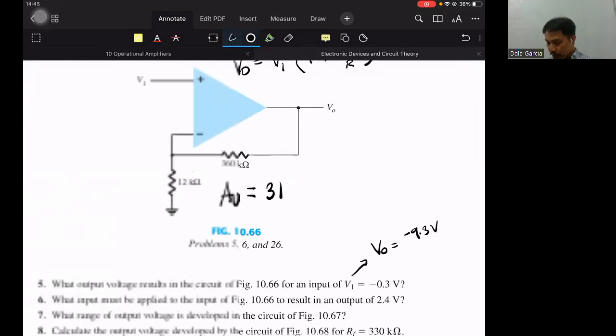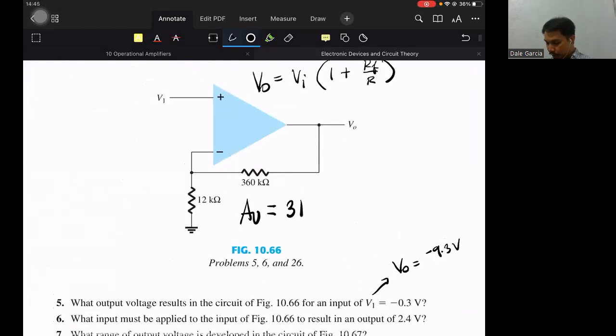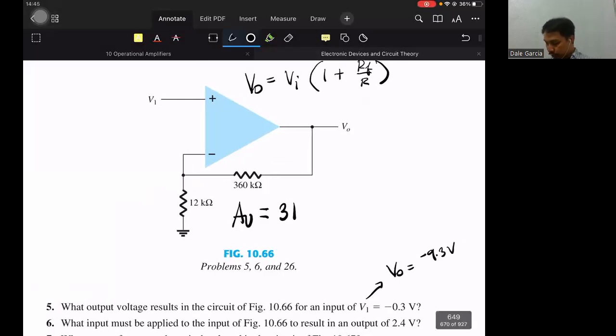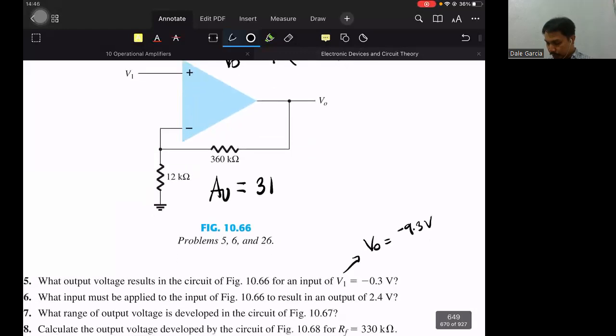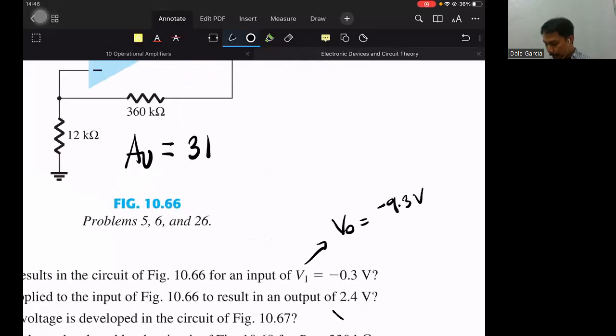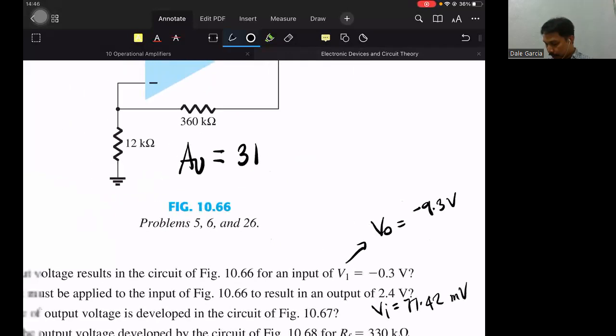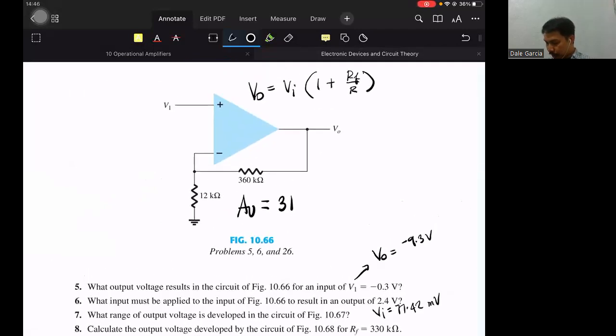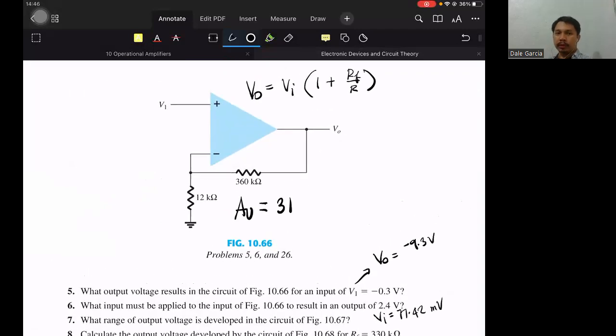Now, for the next question, what input must be applied to the input of this circuit to result in an output of 2.4? So 2.4 divided by 31. So 77.42. Input should be 77.42. Ignore question number 7.